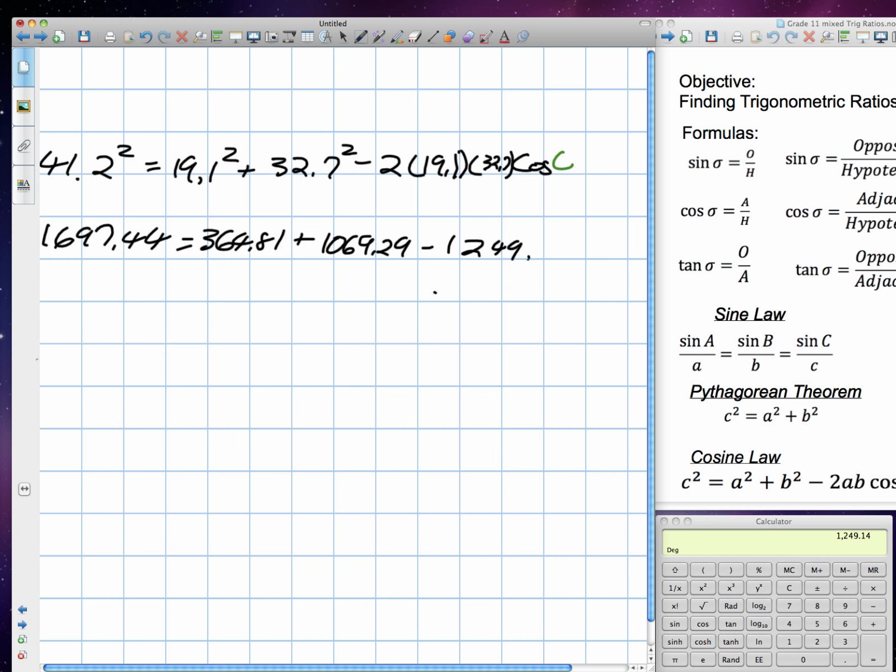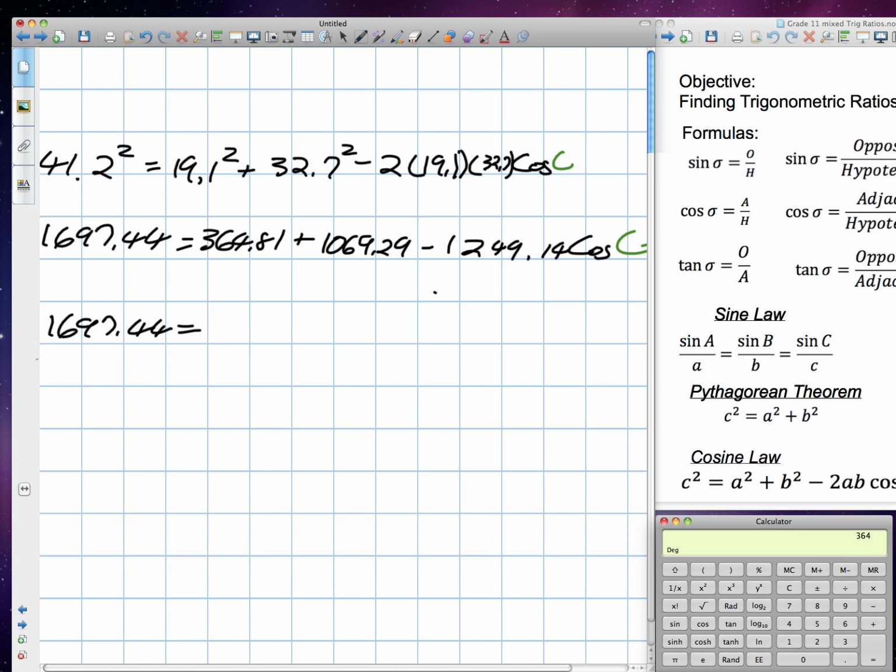Next step, I'm going to evaluate these two here, put them into a single number, and then I'm going to go over one part where many of you guys had made mistakes on the test. Okay? So we have 364.81 plus 1,069.29 equals 364.81 plus 1,069.